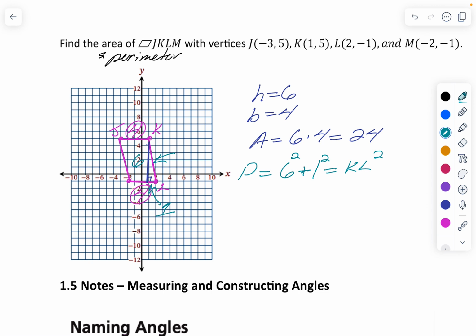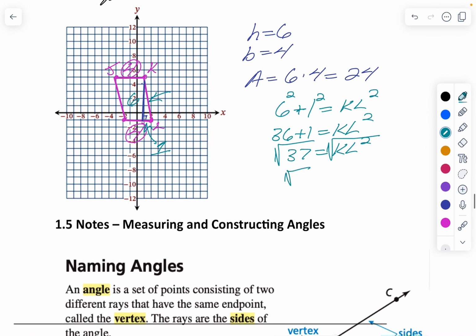Okay, and that's not the perimeter. We need to find KL. Finding KL will help us do the perimeter because we know 6, we know 1, got to find KL. So this is going to be 36 plus 1 equals KL squared. 37 equals KL squared. Square root both sides. And we get square root of 37 equals KL. So this is square root of 37. This over here is the same, square root of 37. You can see it's going to be 6 by 1.